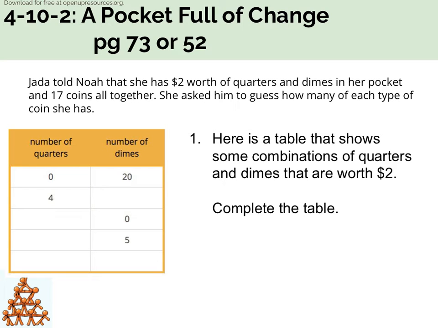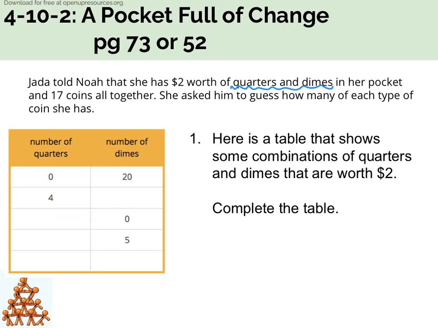All right, here is page 73 or 52, whichever one looks like this for you. And it says, Jada told Noah that she has $2 worth of quarters and dimes. I'm going to underline that in a second. So we have quarters and dimes in her pocket and 17 coins total. She asked him to guess how many of each type of coin she has. Here's a table that shows some combinations of quarters and dimes that are worth $2. Go ahead and complete the table. So go ahead and pause, complete the table, and then come back to me, okay?